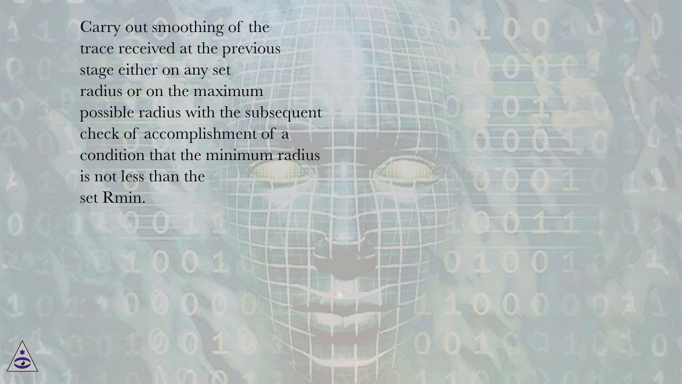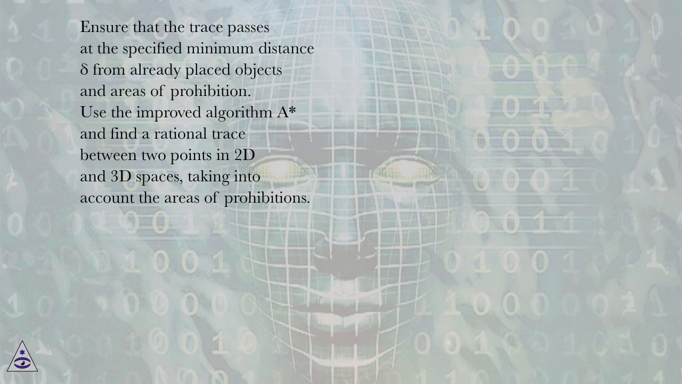Carry out smoothing of the trace received at the previous stage either on any set radius or on the maximum possible radius with a subsequent check of accomplishment of a condition that the minimum radius is not less than the set radius. Ensure that the trace passes at the specified minimum distance delta from already placed objects and areas of prohibition.